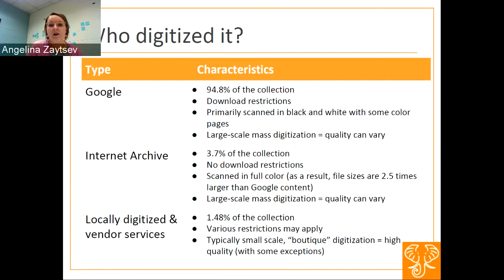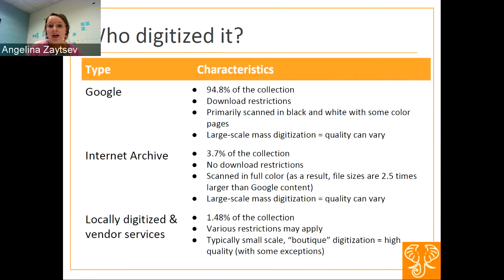The Internet Archive also scanned about 3.7% of the collection, and these materials have no download restrictions. So if you ever see a watermark that says digitized by Internet Archive, you should be able to download it without problem. Internet Archive materials were scanned in full color, so as a result, those file sizes tend to be significantly bigger than the Google content. And what that means for you as the end user is that it can take a lot longer to download an Internet Archive book than it can take to download a Google book.